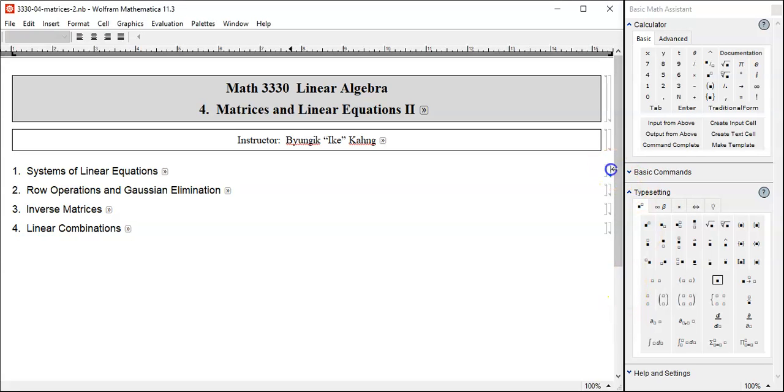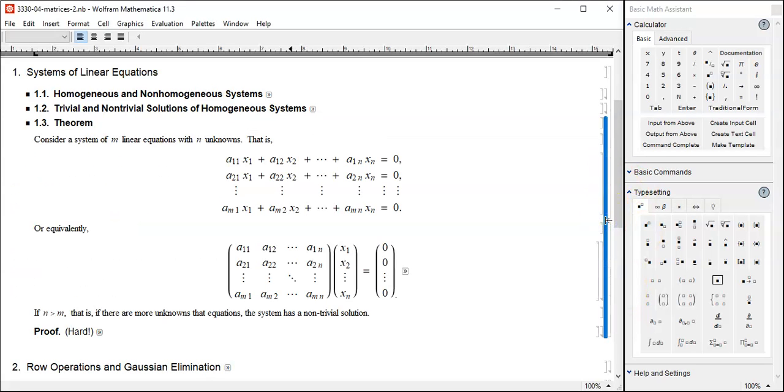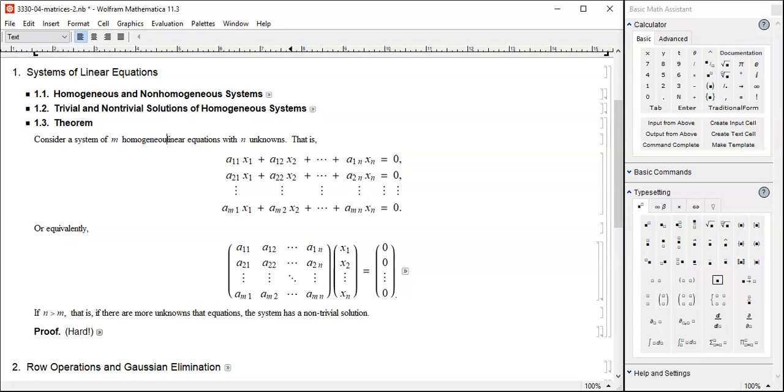In the previous video, we stated and proved this theorem. In a system of m homogeneous linear equations with n unknowns, either this way or equivalently in matrix expression like that, if n is greater than m, which means if there are more unknowns than number of equations, then the system has a non-trivial solution.